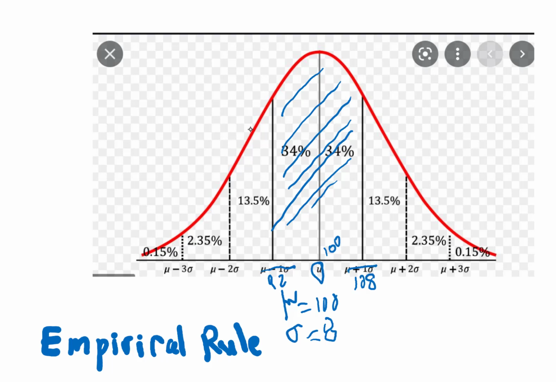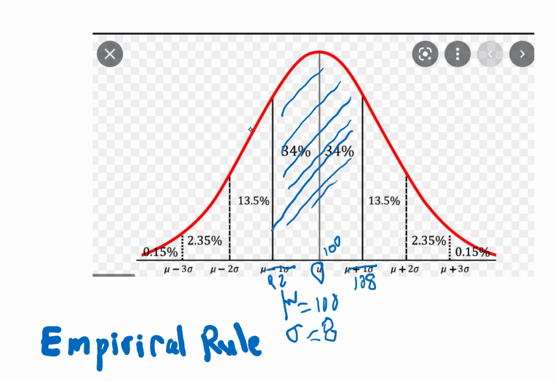What kind of questions will you have pertaining to the empirical rule? For example, he will give you the mean 100, he will give you the standard deviation to be 8, and he'll ask you what percent of the data fall between 92 and 108. Well, if you take 100 and you add one standard deviation, you get 108. Subtract one standard deviation, you get 92. So then the answer is 68%.